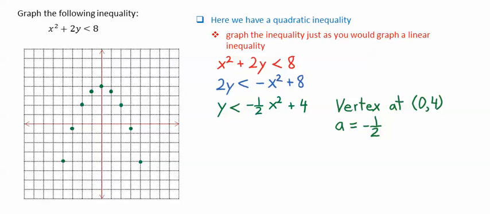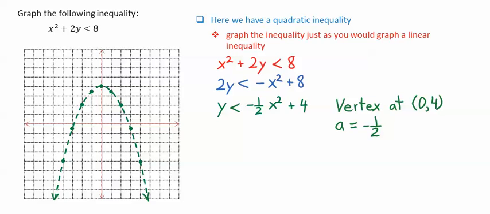We then connect these points with a parabola, noting here the less than symbol, which means that it has to be a dotted or dashed line. In this particular case, note the less than symbol: y less than negative 1/2 x squared plus 4. This means that we would have to shade in the region below this parabola.